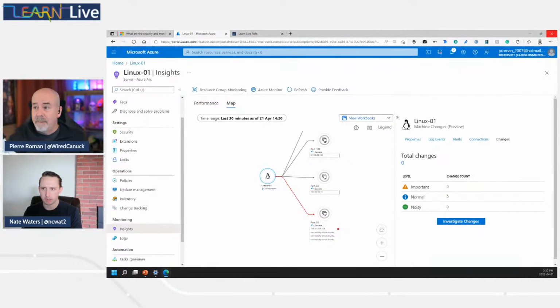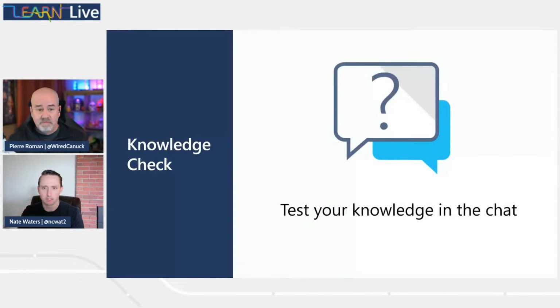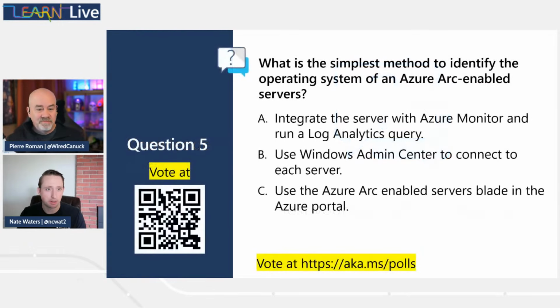Absolutely. Well, I think, Laurent, we can go back to my slides because that brings us to the end and into our final knowledge check. So let's check in on what we learned and how we're doing. What's the simplest method to identify the operating system of an Azure Arc-enabled server? We can integrate the server with Monitor and run a log analytics query, we can use Windows Admin Center to connect to each server, or we can use the Arc-enabled Servers blade in the Azure portal.